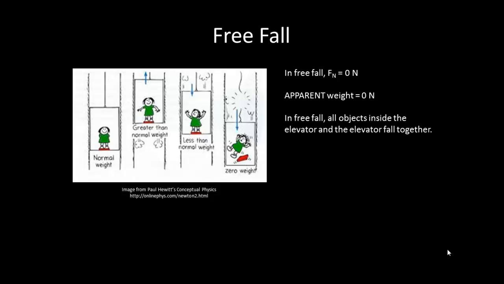In free fall, all objects inside the elevator and the elevator fall together, so there is no reason that the scale would actually push up on the person because they are falling together.